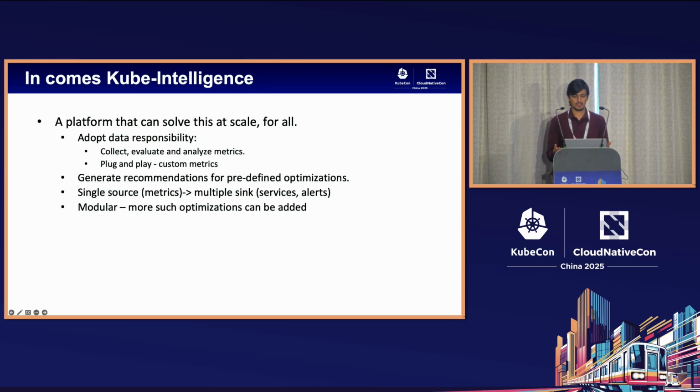We built an intelligent platform that can solve this at scale. The idea was that this platform can offload, in fact, most of the data collection, processing, and analysis from the participating teams, and all they have to do is deal with minimal changes needed from them. The idea is that it could generate some kind of predefined optimizations using these collected metrics, and the expectation is that it could be modular, where if you have more such customizations and more such logic that needs to be added, it can be added incrementally as well.